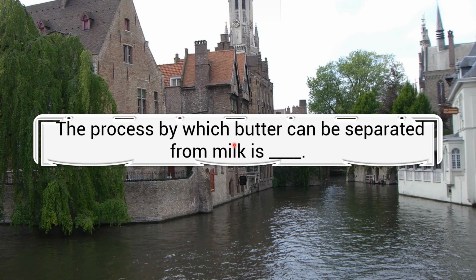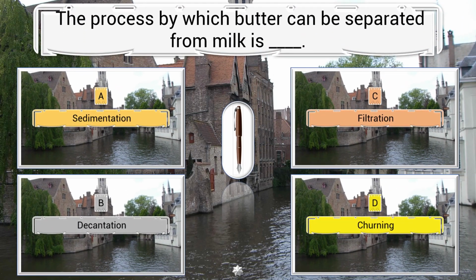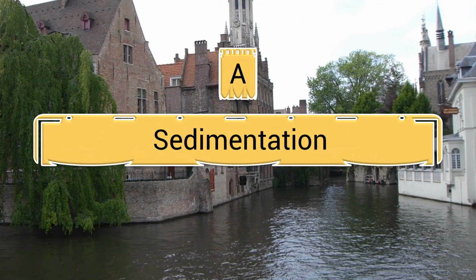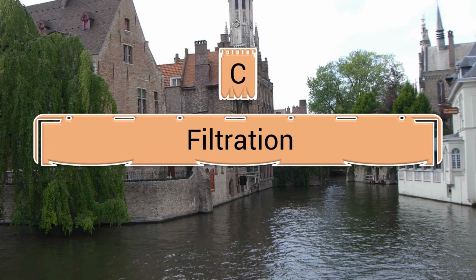The process by which butter can be separated from milk is: sedimentation, decantation, filtration, or churning?